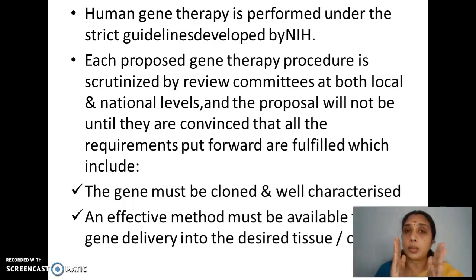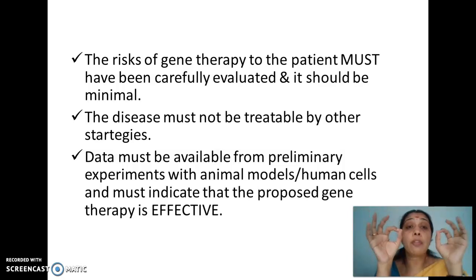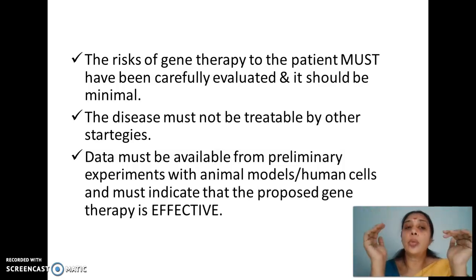Again, there are certain strategies for carrying out gene therapy, because it's not that easy to carry out gene therapy in humans, because it is under the strict guidelines of the National Institute of Health. And for a person to be subjected to gene therapy, there are certain conditions to be fulfilled. That is, the gene should be able to be cloned and should be well characterized, and there should be some effective method for the delivery of the gene into the tissue or to the humans. And again, the most important factor is that the risk posed by the gene therapy must be least, right? It should be minimal in nature, and you will be going for gene therapy only if it is proved that the disease is not treatable by any other mode, any other strategies. Then only you can go for gene therapy, right?